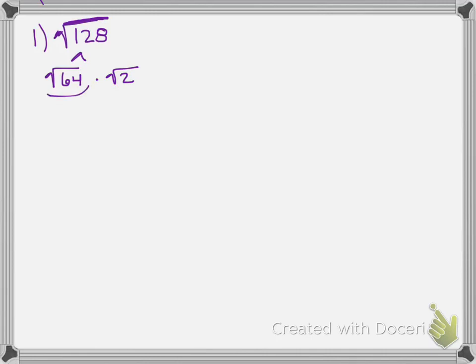Now, I know the answer to this. I know that the square root of 64 is 8. Okay? The square root of 2 does not simplify.